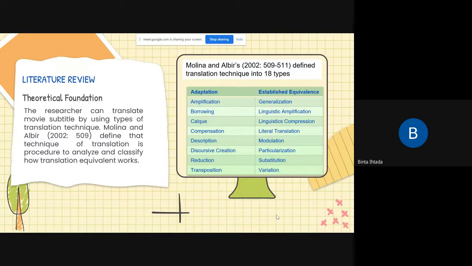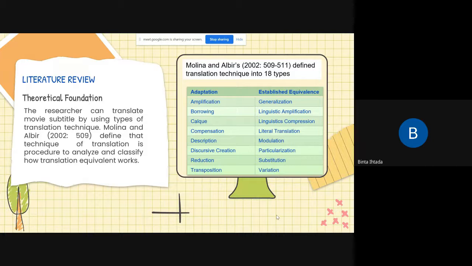So particularization is the opposite of generalization. For example, the word "rezeki" in the source language, we can translate it as "money". So reduction is when information can be shortened. For example, the source language, "the boy got a car accident". We can translate it in the target language as "lelaki itu mengalami kecelakaan".